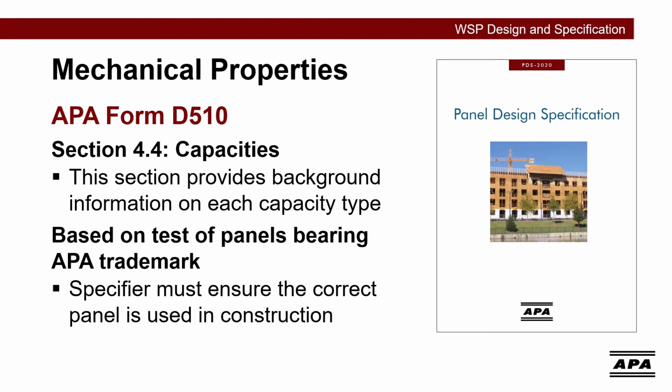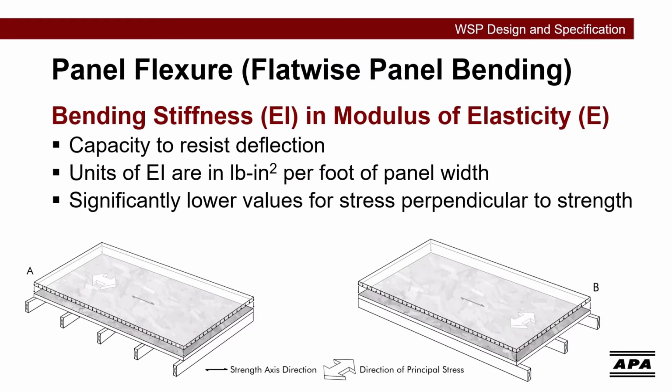Section 4.4 of the panel design specification provides background information on each of the capacity types, such as variable definitions, testing procedures, units, derivation processes, and direction on how to obtain allowable stress values. The section also provides figures to help the reader distinguish between different panel loading directions and shear types. We'll start with panel flexure for flatwise panel bending, which can often control design.